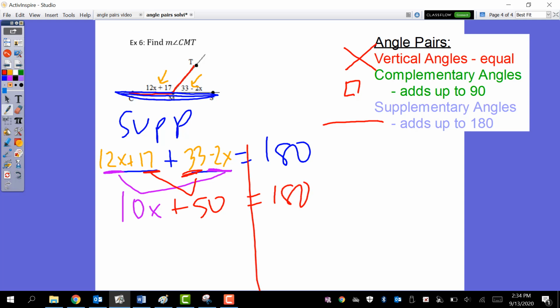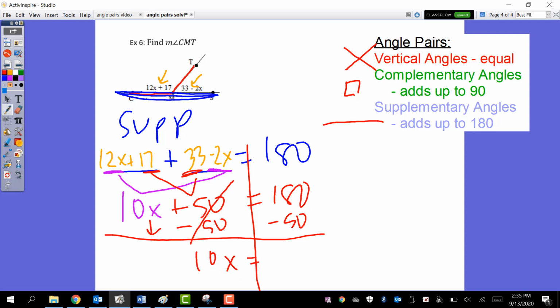Draw the line. Next step, I'm moving 50 to the other side, so minus 50. 50 cancels out. 10x is here. 180 minus 50 is 130. And then divide by 10, and you get x equals 13. Is that my final answer? No, no, no, it is not.